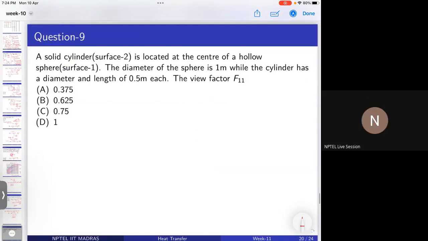So this will become more clear when we do radiation network problems, maybe in the next class. Okay, how this sign will become more important there.